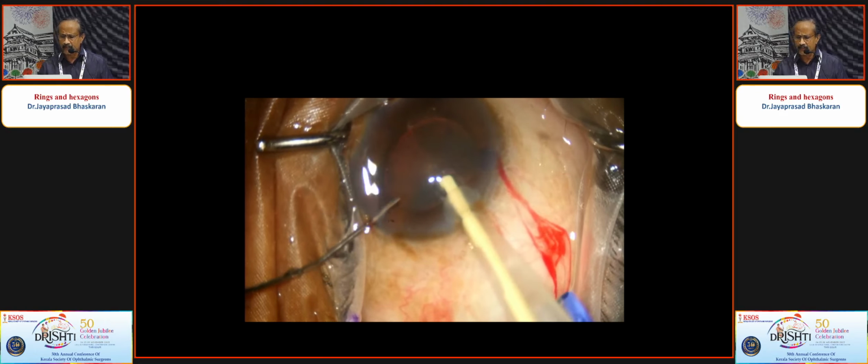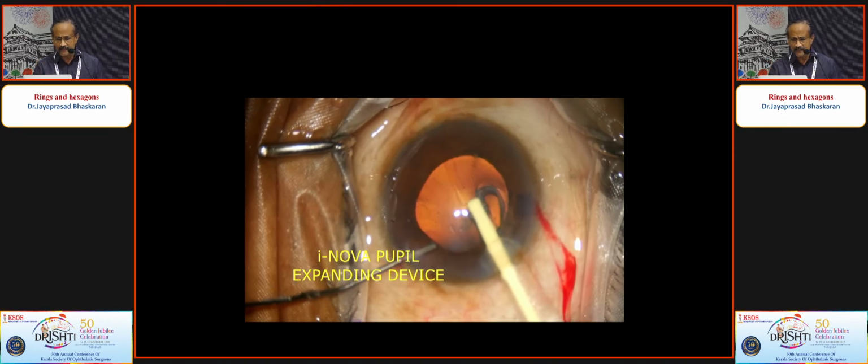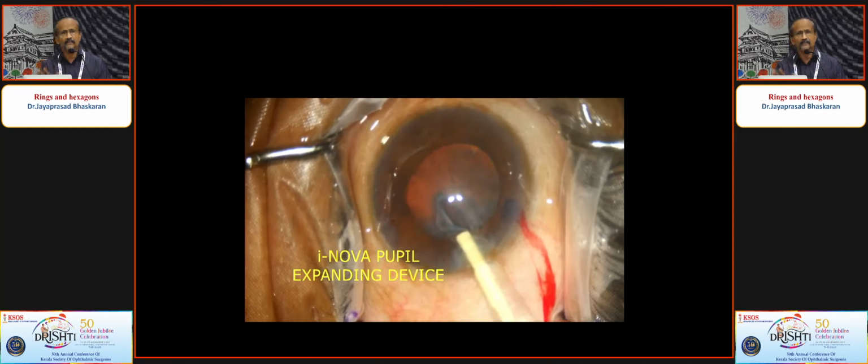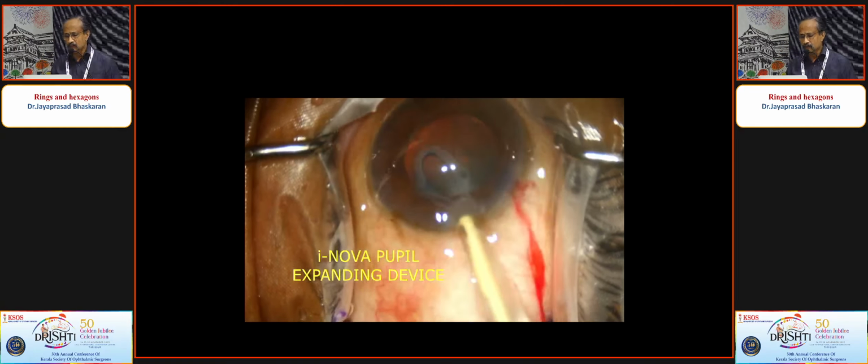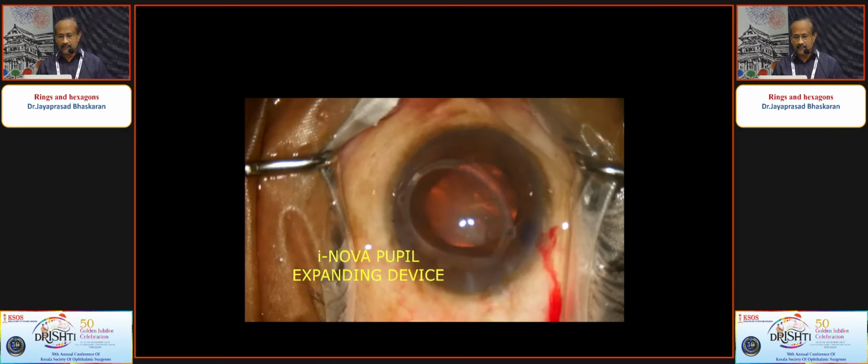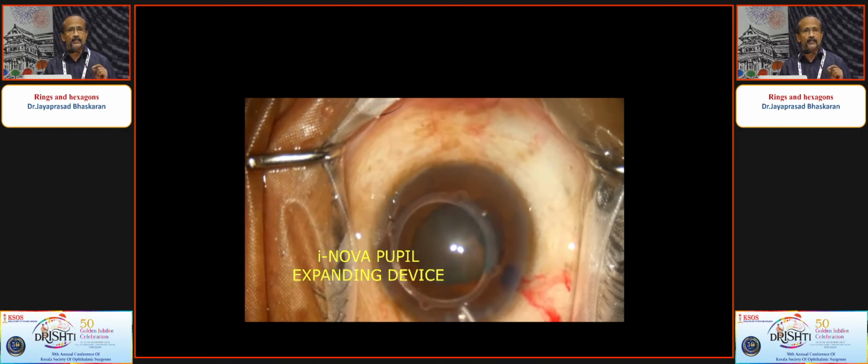This is another case where I tried injecting with the injector itself. Once I went in, it doesn't go in completely with this injector. You draw back, you inject a second time, it goes a little more, and with a third push, definitely it goes in, and then the procedure is the same.